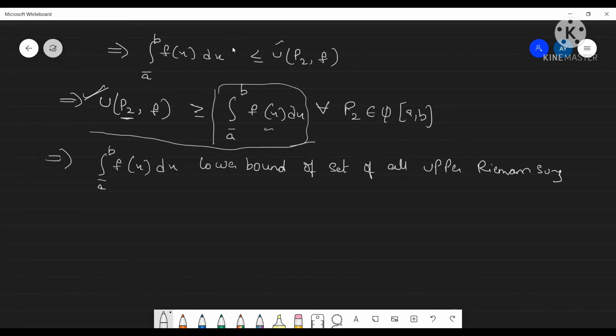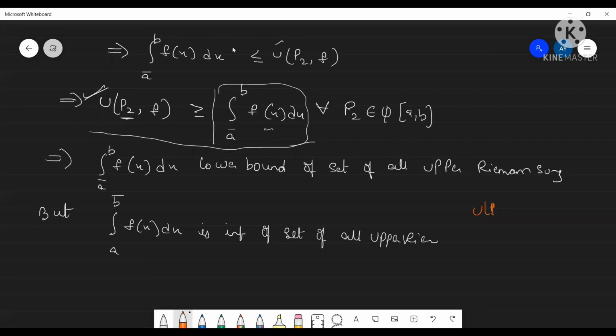Now what can we write? We have to talk about the upper Riemann integral. The integral from a to b bar of f(x) dx is the infimum of the set of all upper Riemann sums. What is the definition of the upper Riemann integral? U(f), the integral from a to b bar of f(x) dx, is equal to the infimum of all U(P, f) such that P belongs to the set of partitions. This is the definition of the upper Riemann integral, the infimum of all the upper Riemann sums.